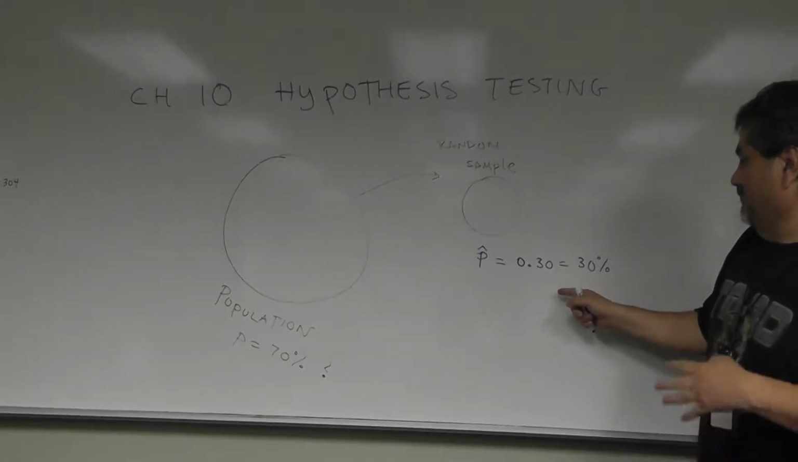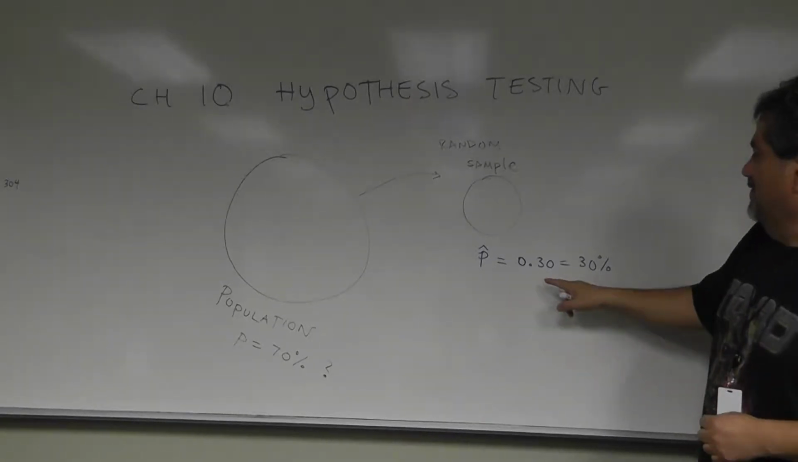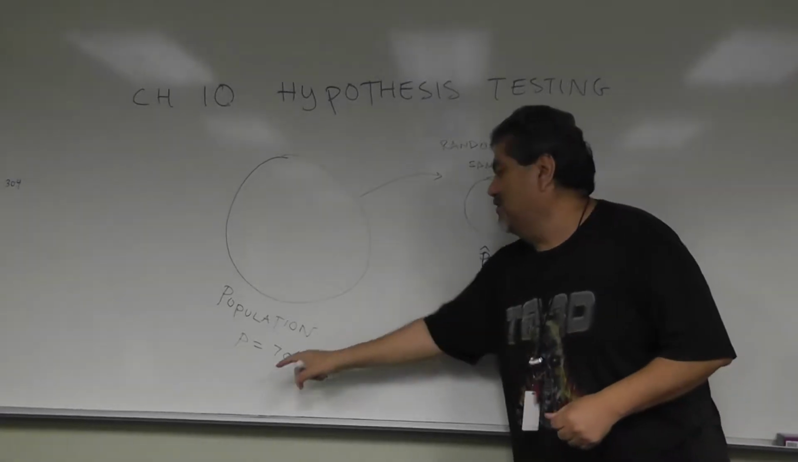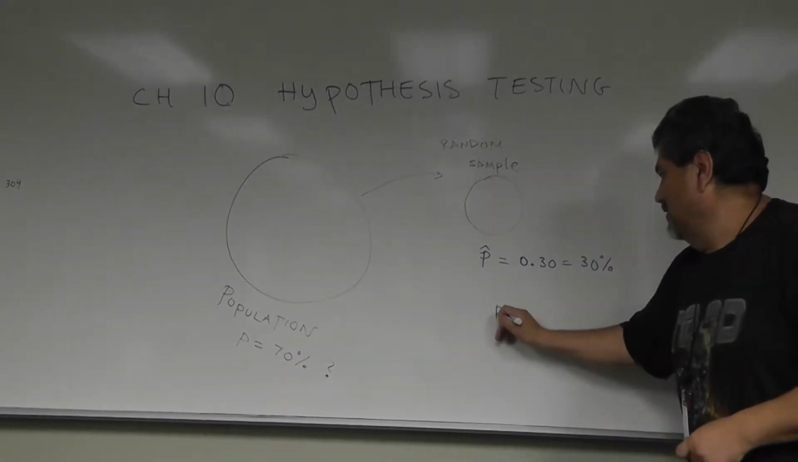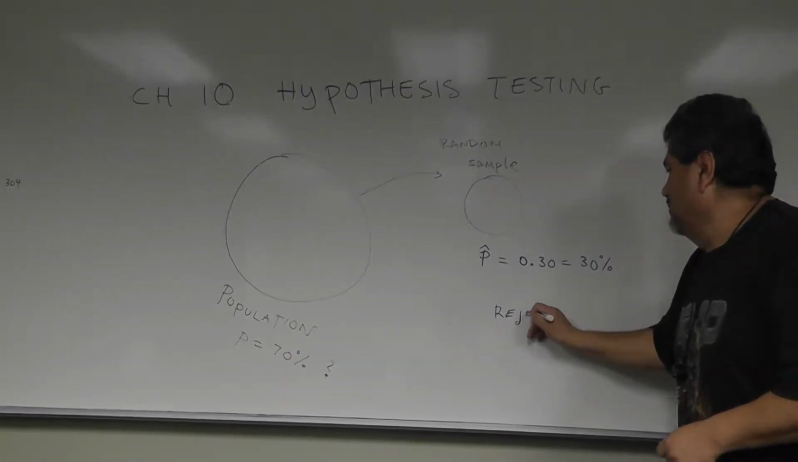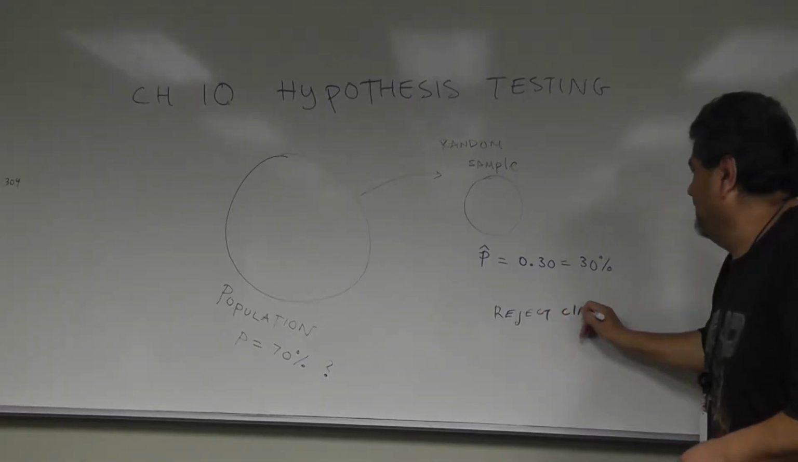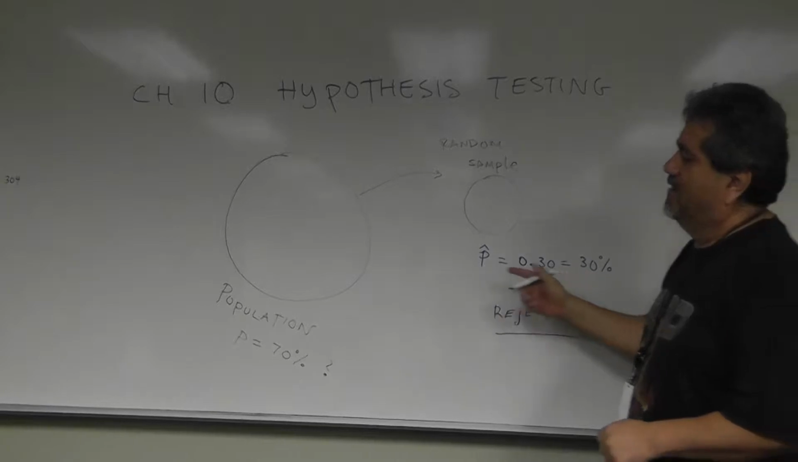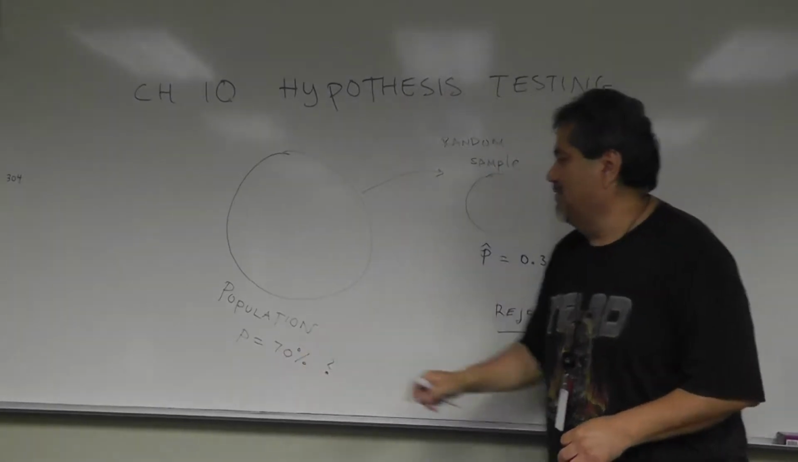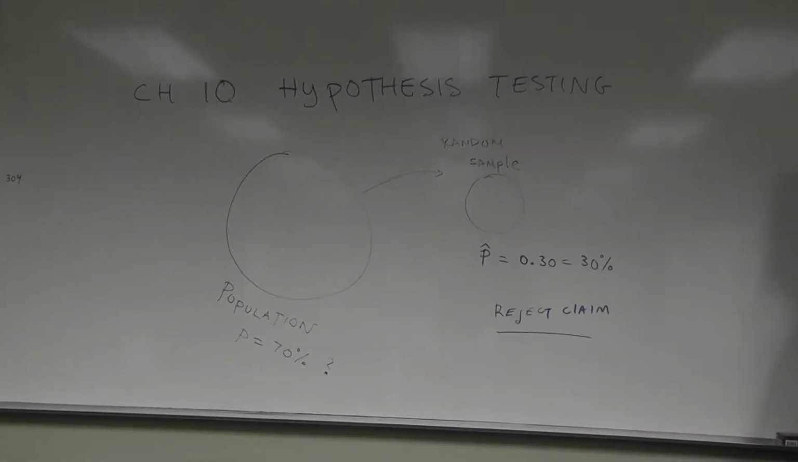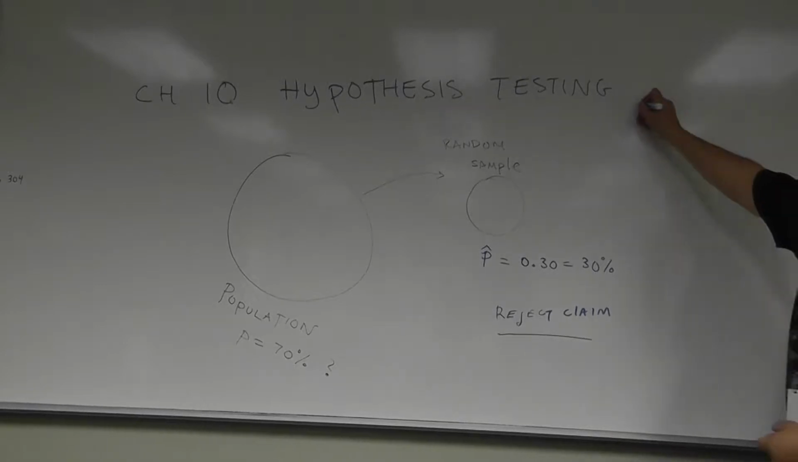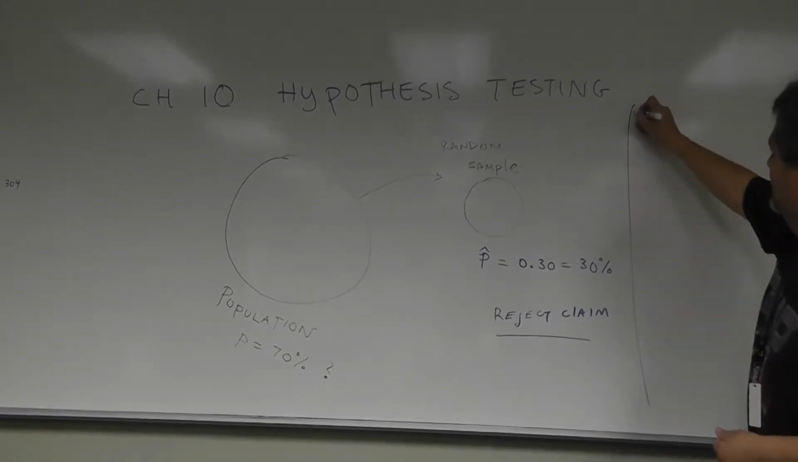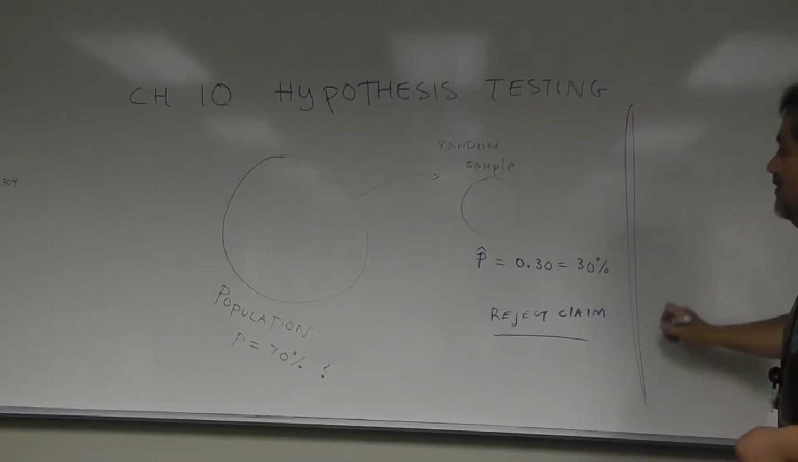And because, like in this case, this number is too different from this one, we are going to reject the claim, right? So we reject the claim because this number is not close to this number. And we are going to do this process basically the same. Let me give you another example, right?